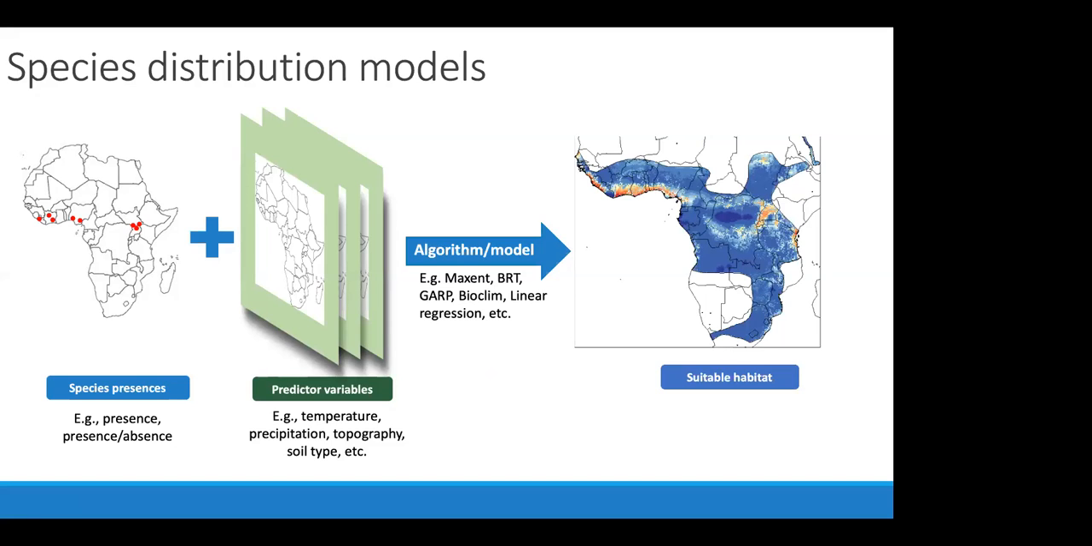So species distribution models combine known species occurrence records, or species presences or presences and absences, with these climatic predictor variables, temperature, precipitation, but also topography, soil type, hydrology, and they create a geographic prediction of habitat suitability using some sort of modeling approach. And it's typically a correlational approach like a GLM or MaxEnt, but there are also other options.